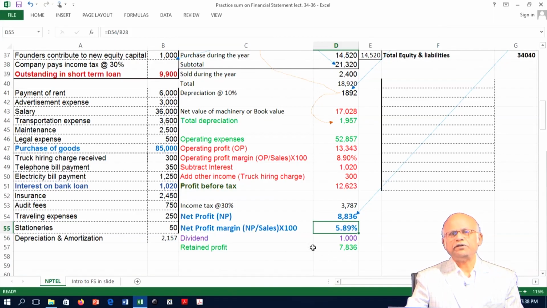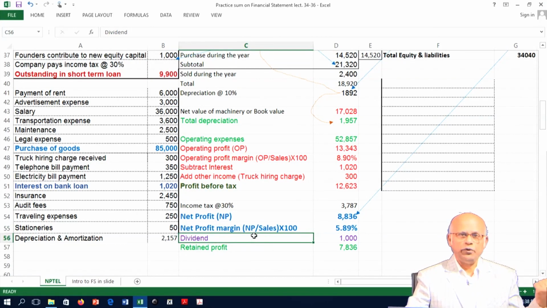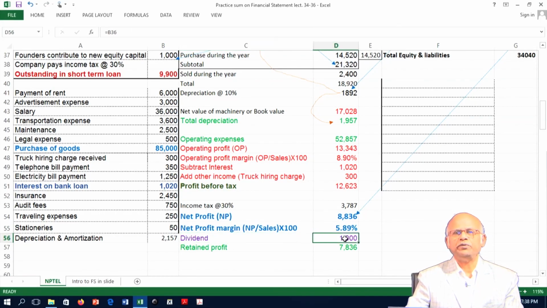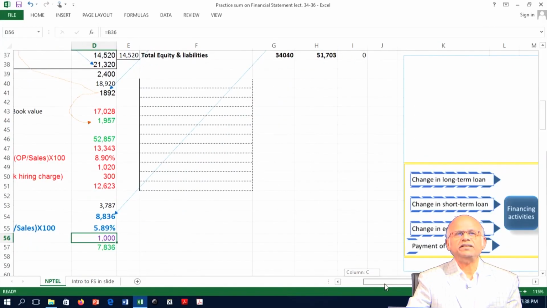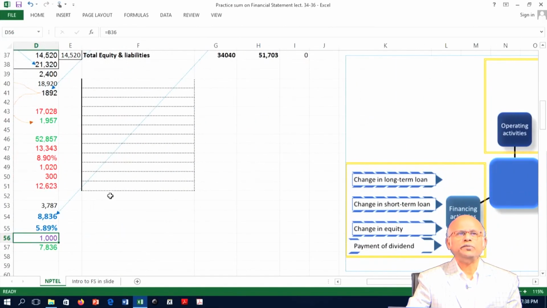And after payment of dividend, dividend is the money that owners take away out of the net profit. So, they are taking away only 1000 rupees. So, 8,836 minus 1000, this is the money that remains in the business. This is termed as retained profit or retained earning. Then this retained earning, this arrow should actually come down.